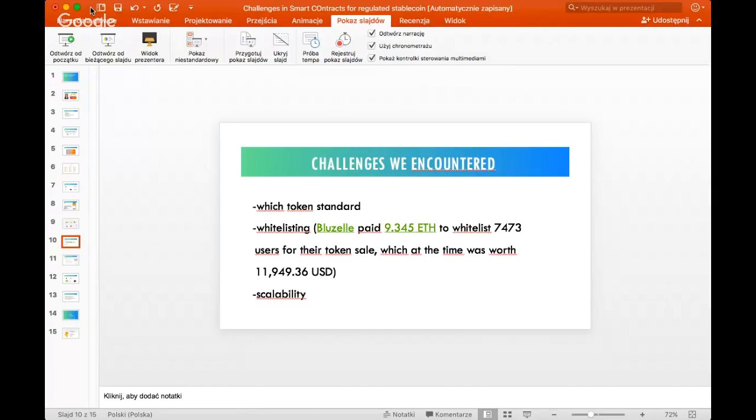Now, let me tell you about the challenges that we encountered while creating the smart contract. So one of the thoughts was, which token standard shall we use? Okay, and ERC20 is the obvious one, the most popular standard, and most people use it for their tokens when they do an ICO or create new applications.